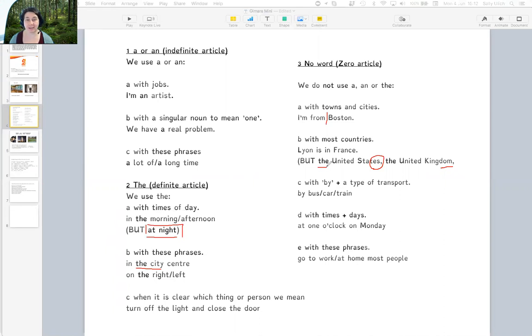We don't need an article if we are using by bus, by car. How did you come to work today? By car. How do you go to the shops? On foot. I don't need any articles. We don't need articles with times and days, or with phrases like go to work, go home, be at home. I talk about most people.